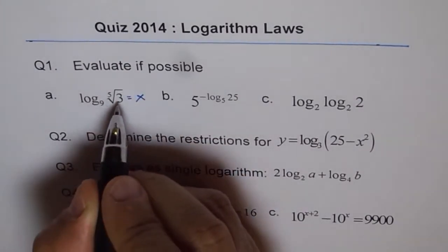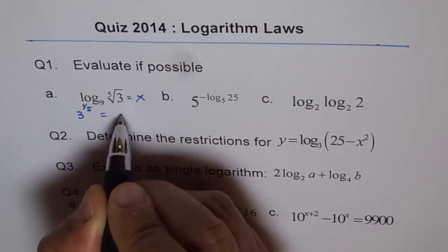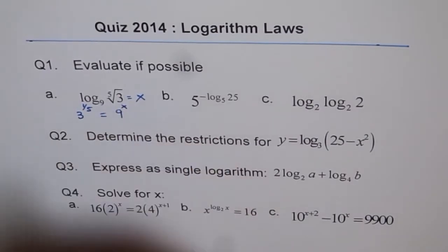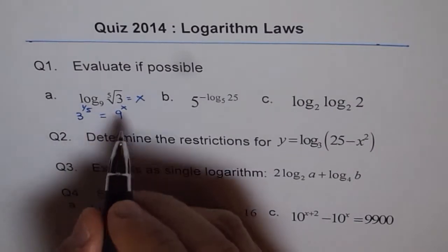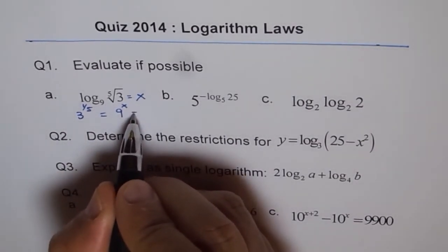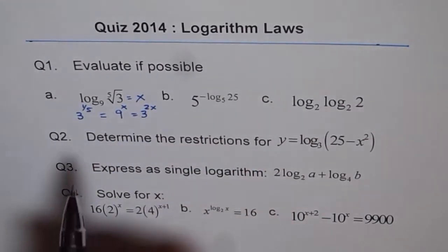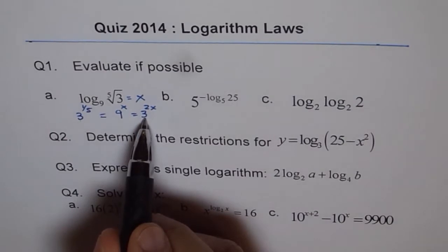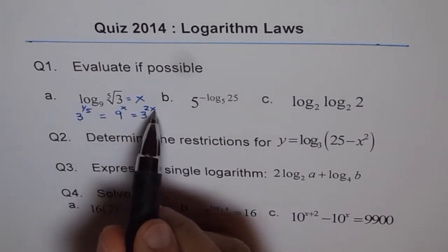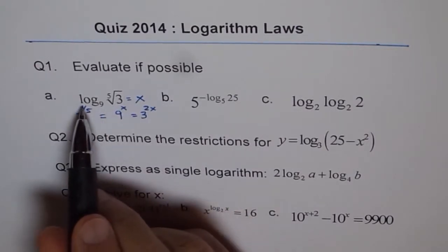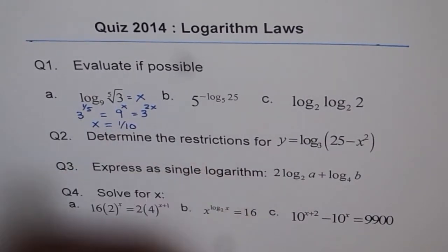So 3 to the power of 1 over 5 is equal to 9 to the power of x, correct? Now 9 can be written in base 3: we can write 9 as 3 squared, and therefore we get this as 3 to the power of 2x. Now since 3 and 3 is the same base, the exponents should be equal. 1 over 5 equals 2x and therefore x is equal to 1 over 10. Do you understand? So x is equal to 1 over 10 and that is your answer.